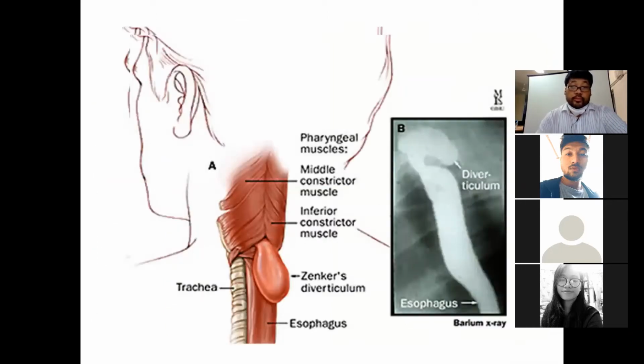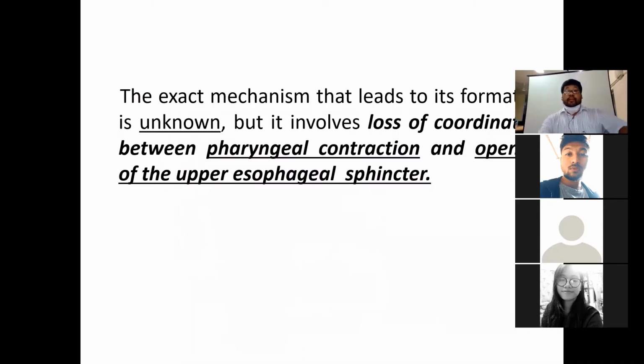So this is again another picture. You can see these are the oblique fibers, and these are the horizontal. And the barium picture gives a view of a pouch. You can see here, which is situated posteriorly in relation to the esophagus. The exact mechanism that leads to its formation is not known, but it involves loss of coordination between the pharyngeal contraction and opening of the upper esophageal sphincter.